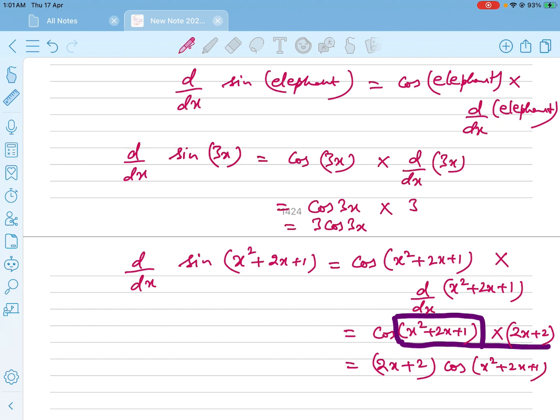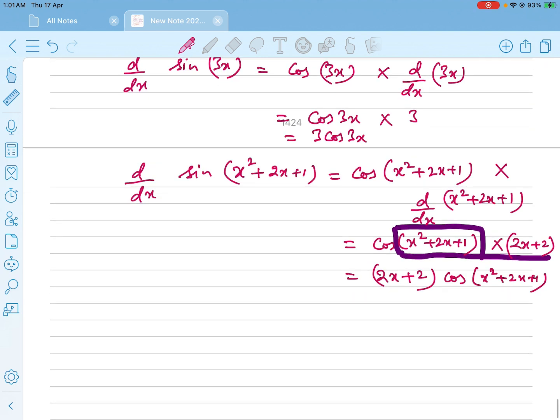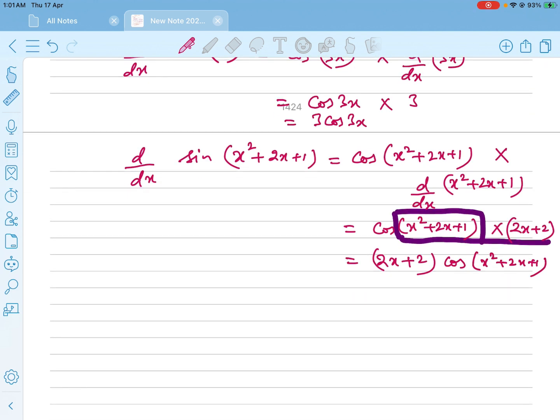Alright, so this was one of the examples. Let me give you another example. Before I give you more examples of the trigonometric functions, let me give you an example of the normal polynomial functions. Say derivative of x to the power 3, right?